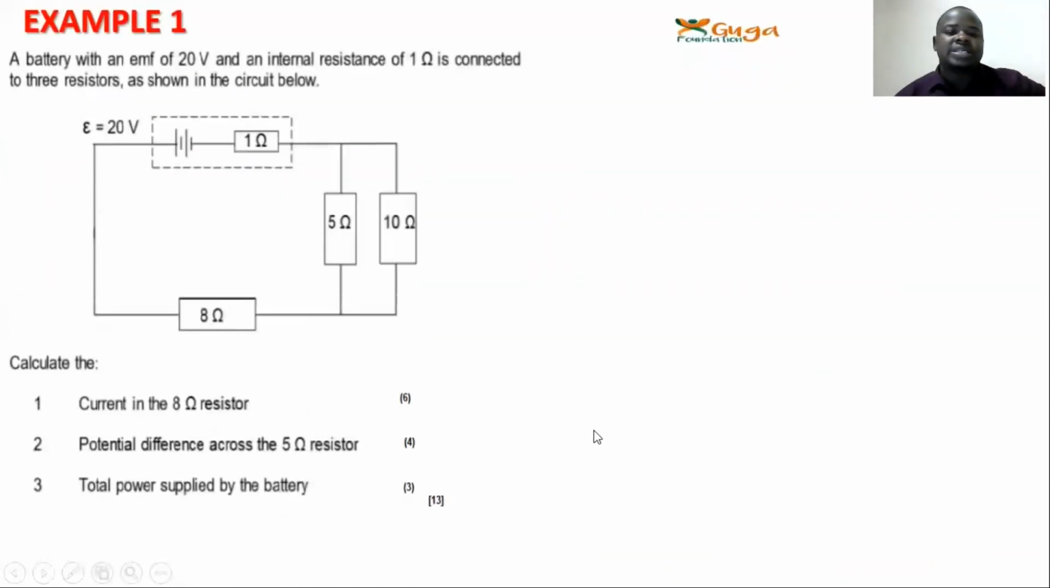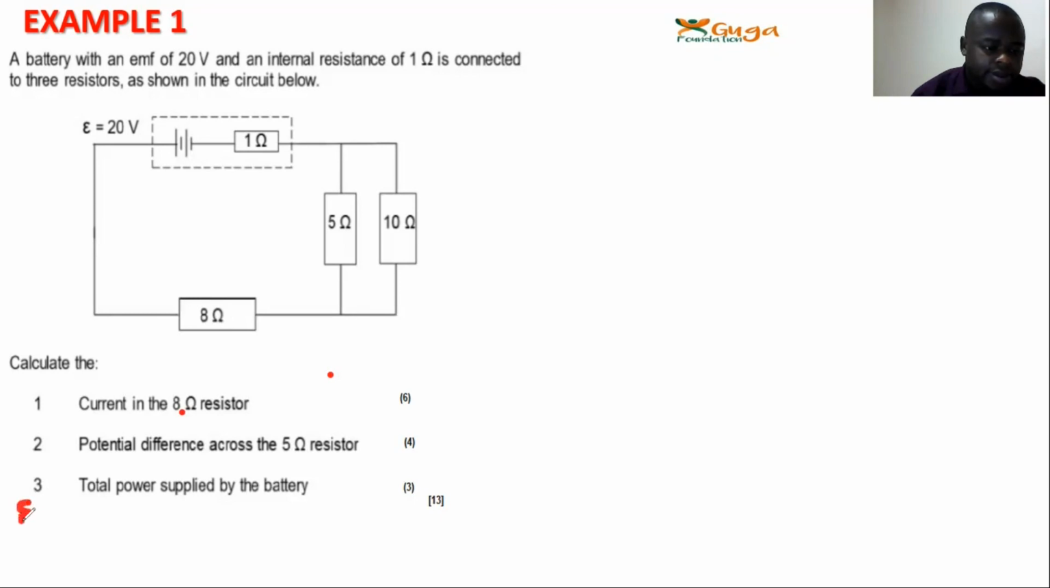Okay, now let's look at example number 1. I will do this example with you guys. I'll try to be fast. Sometimes I struggle with my pen here, but I will try to be fast. Now, you are given a battery with an EMF of 20 volts and an internal resistance of 1 ohm, connected to 3 resistors as shown below. So now you have this resistor and this one in parallel. They're saying calculate the current in the 8 ohm resistor. I think the best way to start this question is here.